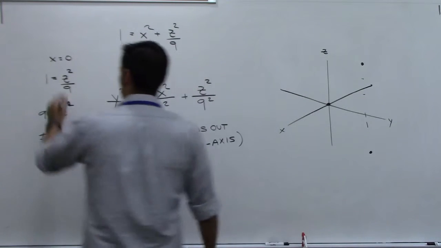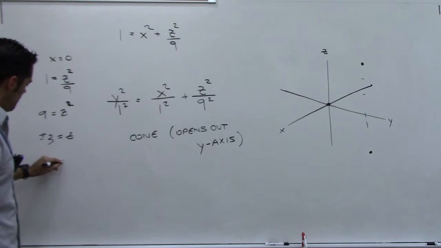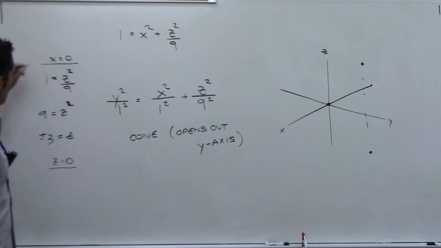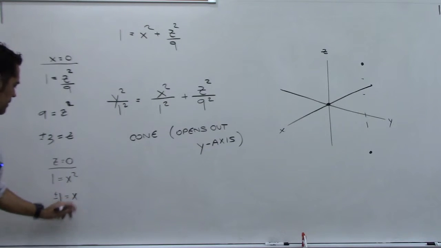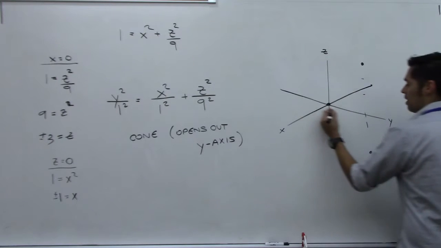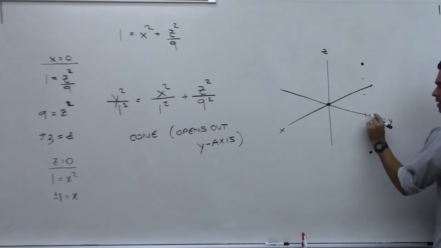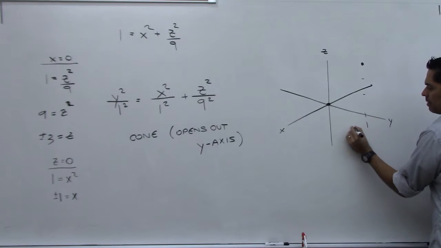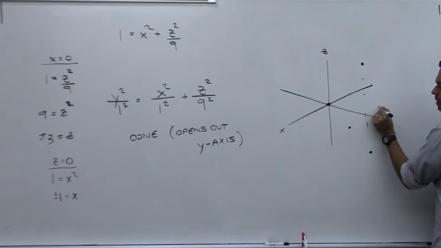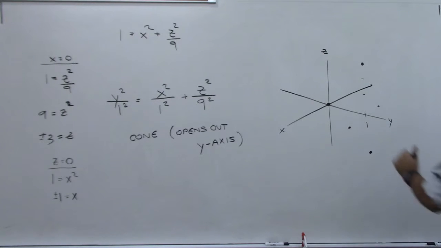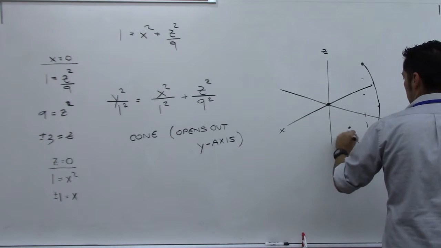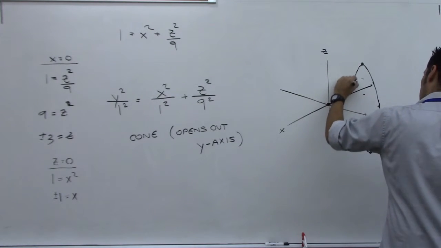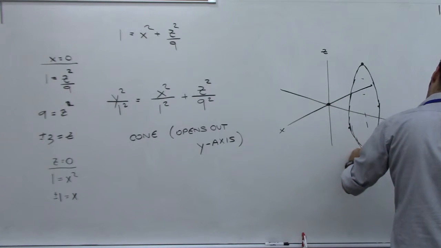Then let me try something different. Let me try, instead of this, z is 0. If z is 0, what would happen? We'll go up here, and we get 1 equals x squared. So plus or minus 1 equals x. So if instead I go out and y is 1, z is 0, so I don't go up or down, then I go left and right 1. So see, to the left one would be here, to the right one would be here. And now what I can do is connect these together with an ellipse like this. Okay?